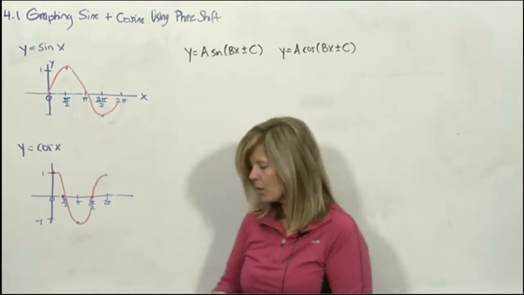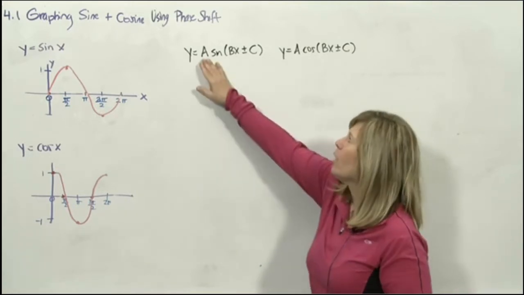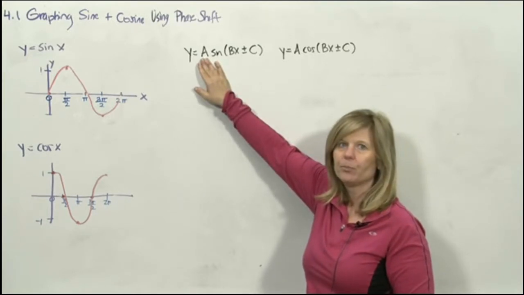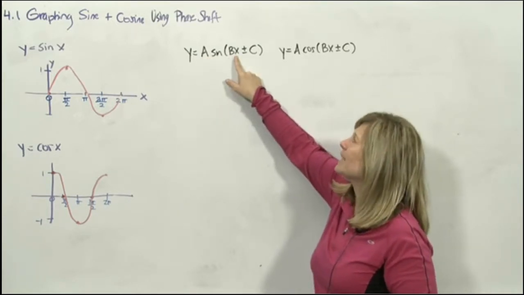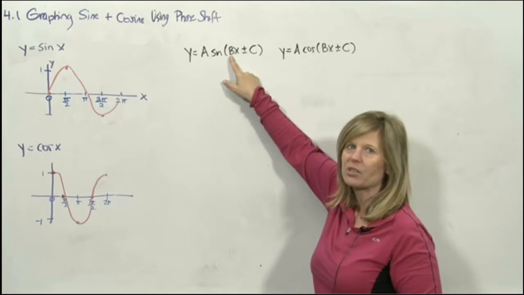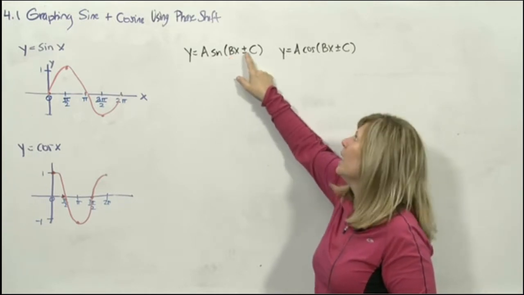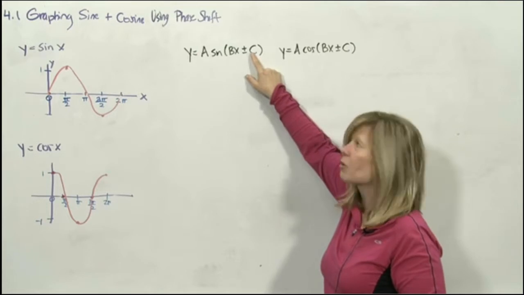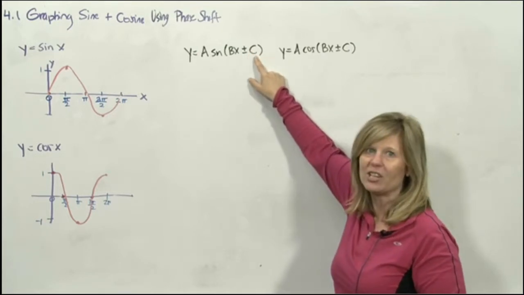So if you look up here, we know A stands for amplitude. We know the number connected to the angle x by multiplication is the frequency, how many curves we're going to draw. The number behind x that's either added or subtracted will be your phase shift.